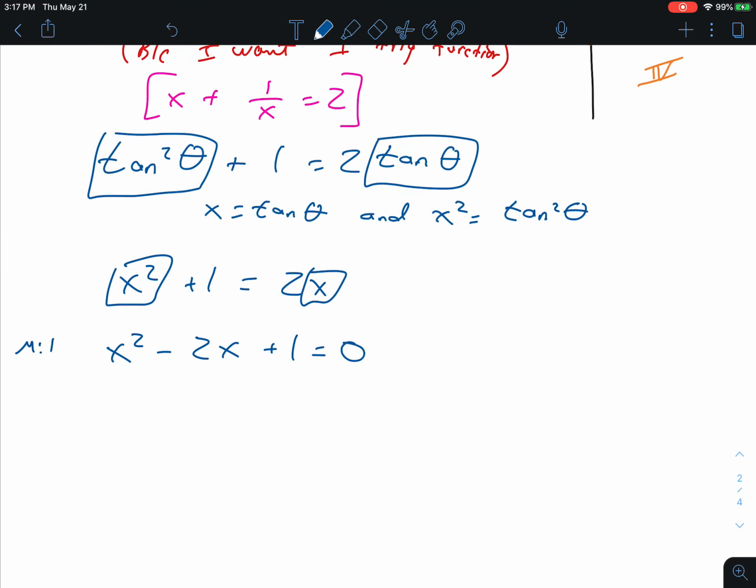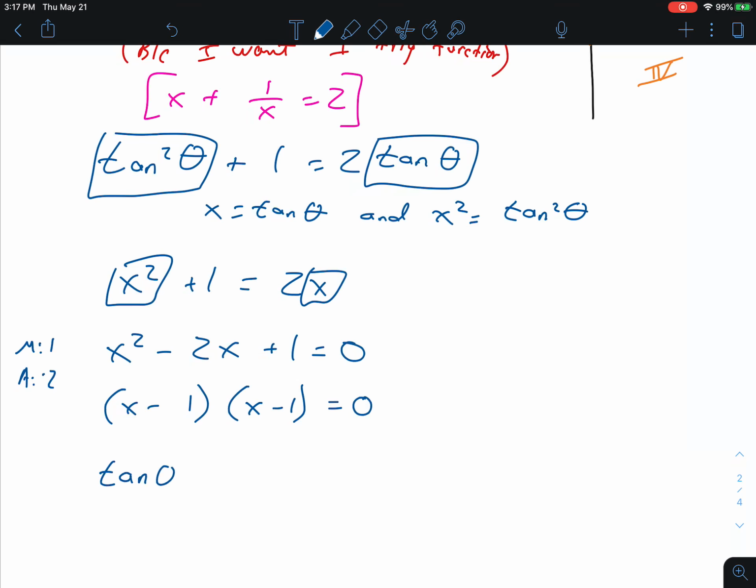Okay, now two numbers that multiply to 1, positive, and add to negative 2. Well, it's nice. We have two of the same factors. So x minus 1 and x minus 1.